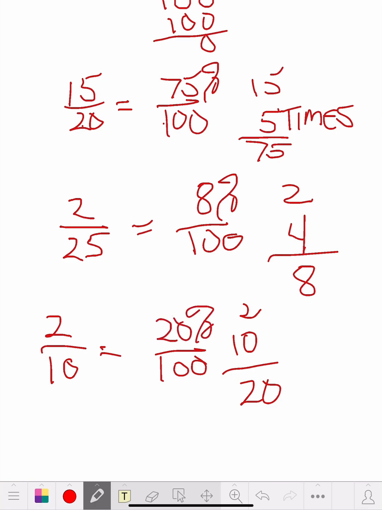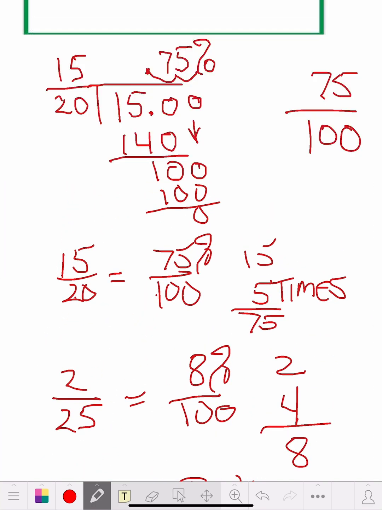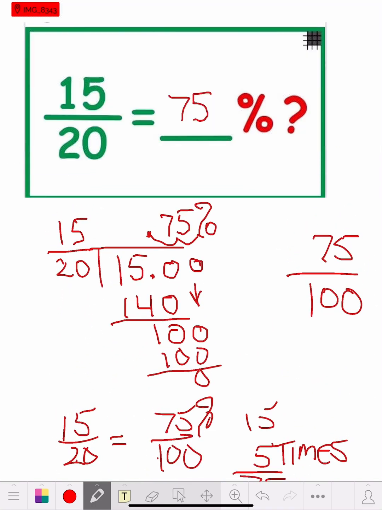You can whiz right through these, okay? This is just another way to do it. A lot of times you can just do it with the long division like I showed you. Or you can just remember, hey, the percentage is over 100. So how many times does the denominator go into 100? And then you multiply times the numerator. And that's all there is to it.